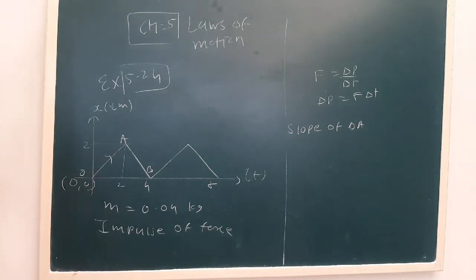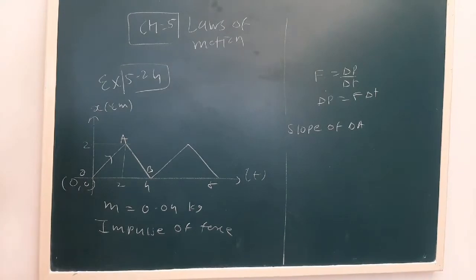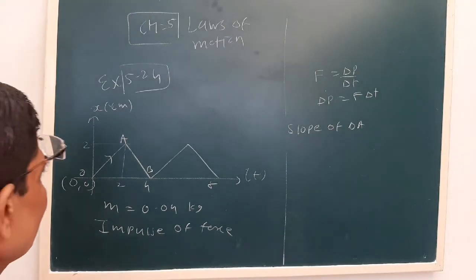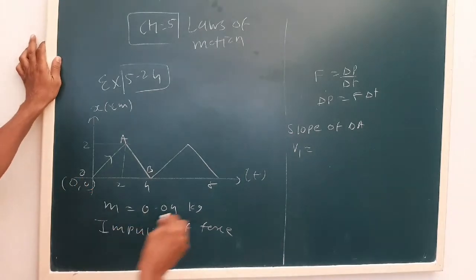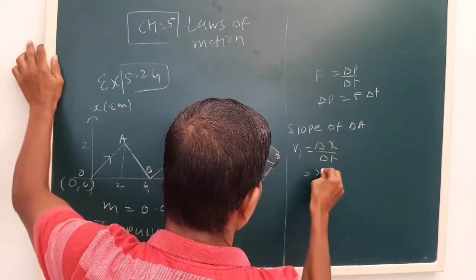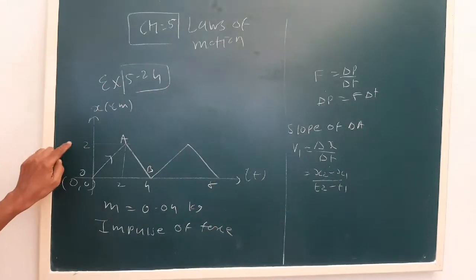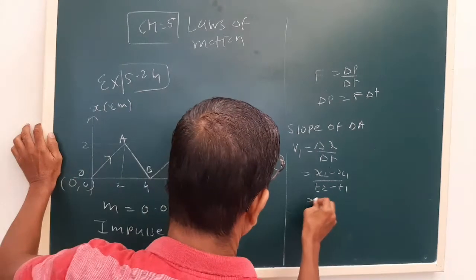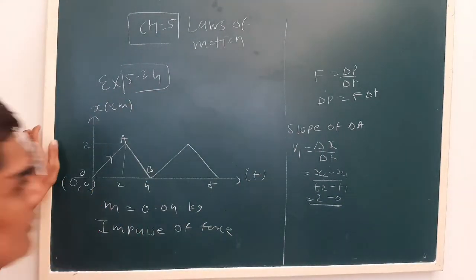Here the x versus t graph is going upward, so the velocity will be positive. So V1 will be delta x by delta t, that is x2 minus x1 upon t2 minus t1. x2 is 2, x1 is 0, t2 is 2 and t1 is 0.